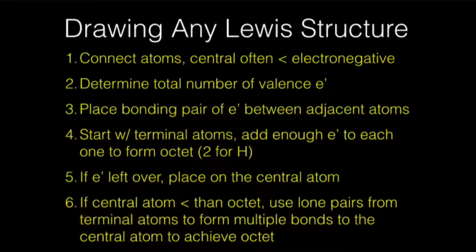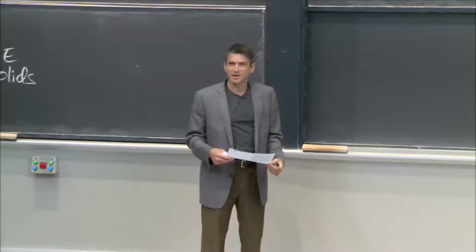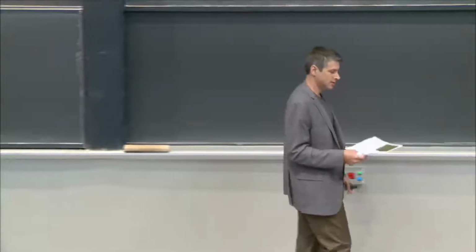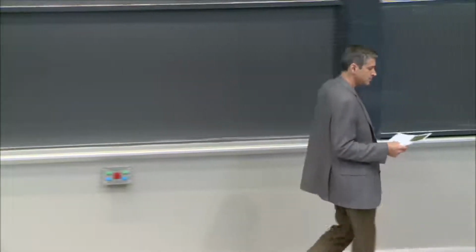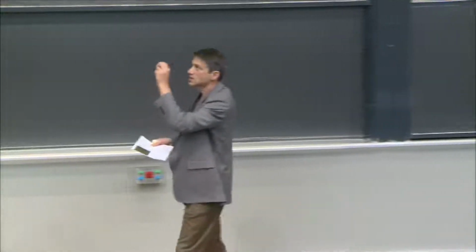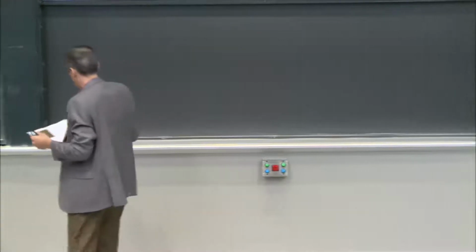First, connect atoms. The central atom is often the least electronegative. Already I'm stuck, because I didn't tell you anything about electronegativity. That's coming a little later. Today, I will tell you what electronegativity is. For now, trust me. So the first step is connect atoms. The central atom is often the least electronegative.